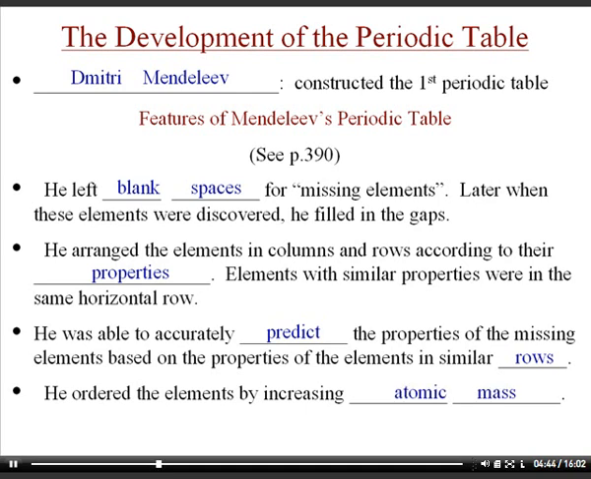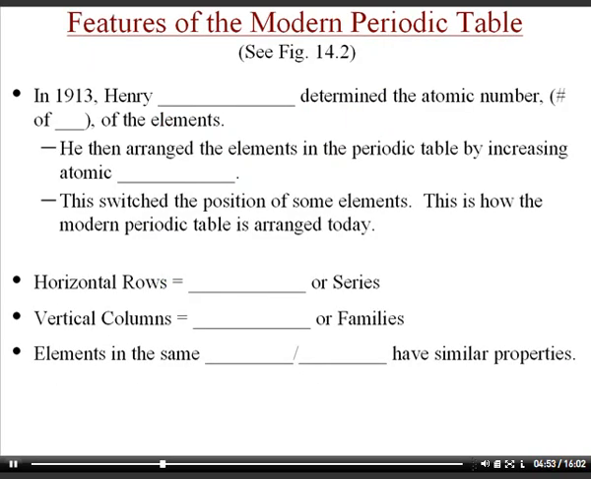And another important thing about Mendeleev's periodic table is that he arranged them according to increasing atomic mass, which is the little decimal number underneath the symbol. Now, in 1913, Henry Moseley calculated a way to find the atomic number of an element, which is the number of protons, and then we rearranged our periodic table to go by atomic number instead of atomic mass. So some elements actually switched positions.